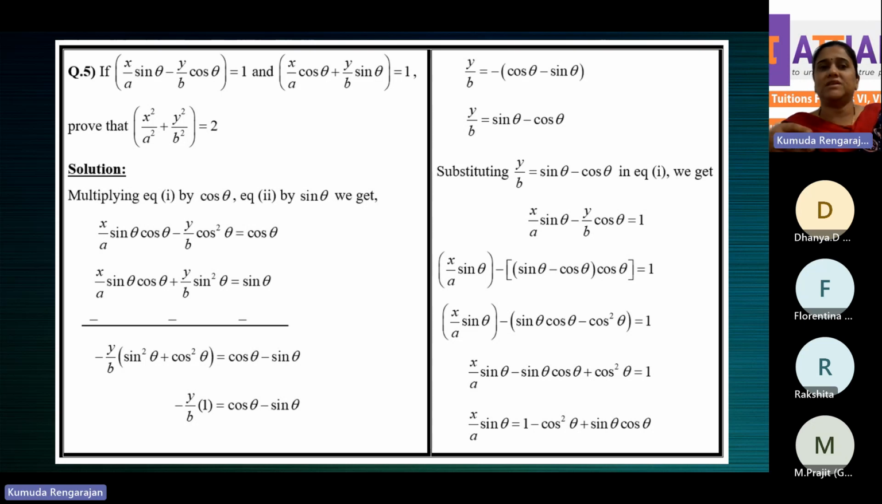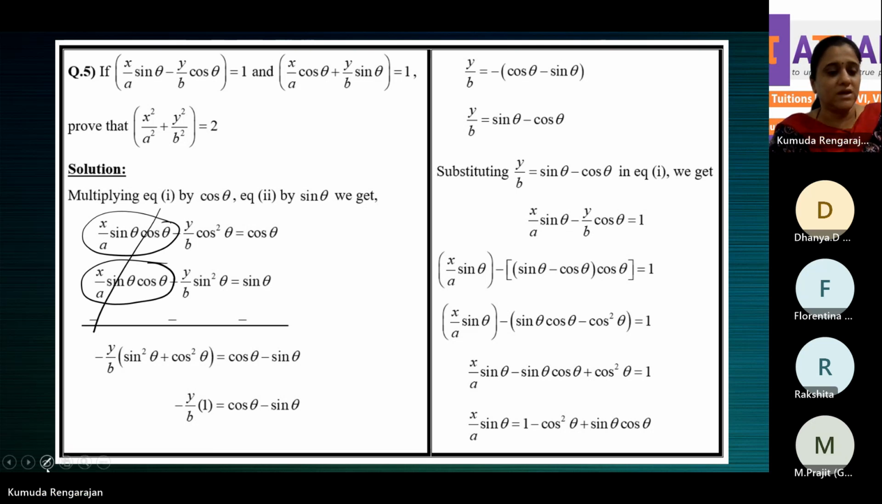Normally you multiply the equations by some number. You'll multiply the first equation by 3 and the second equation by 5 to make the coefficients equal. Similarly, here we are multiplying the first equation by cos theta and the second equation by sin theta so that they become equal. So now in the first and second equation, after multiplying, you get this one and this one. Now they're equal, so you can change the signs and eliminate them like this.